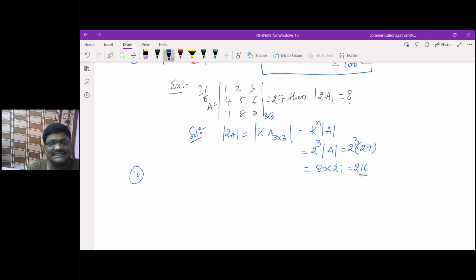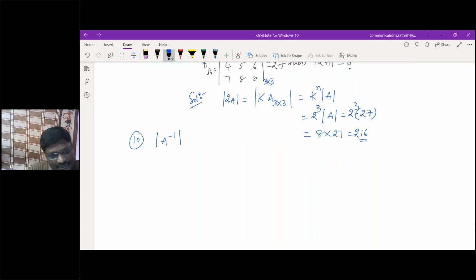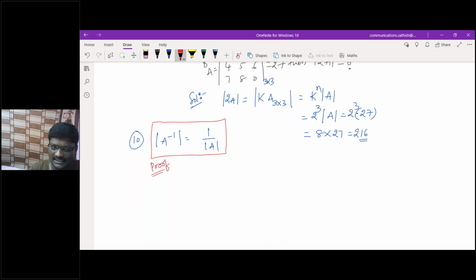Next, one more point. This is also very, very important: the determinant of A inverse. Actually, I will discuss A inverse later, but because I'm calculating the determinant here itself, I'm taking it here. The determinant of A inverse I can represent as 1 by mod A. This is one of the important properties. I will give you the proof, a simple criterion, and it appears in all the previous questions.